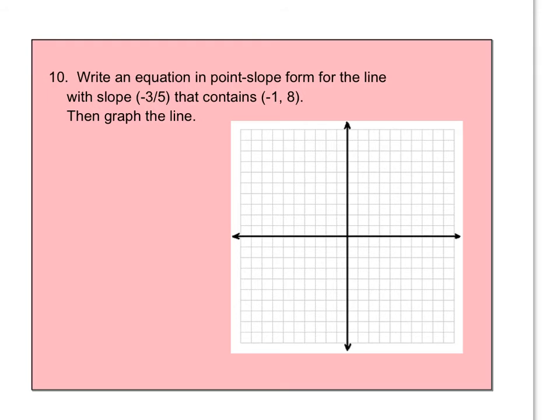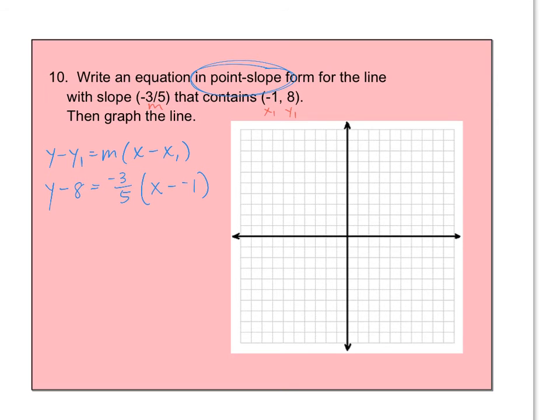Number 10, write an equation in point slope form for the line with the slope of -3/5 that contains (-1, 8), and then graph the line. So remember, point slope form is y minus y1 equals m times x minus x1. So we do not plug anything in for the y, but the y1, if I go up to the equation here, this is going to be my x1 and my y1. This is going to be my m. So let's plug some stuff in. It's going to go y minus 8 equals -3/5, and then parenthesis x minus -1.